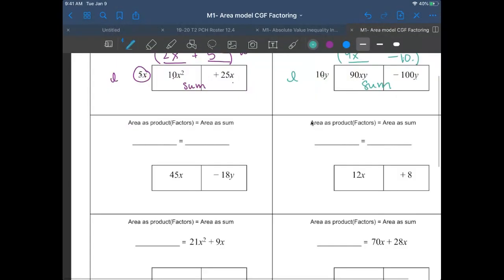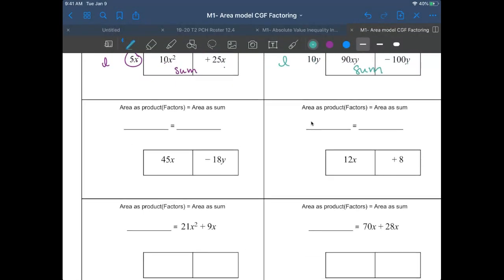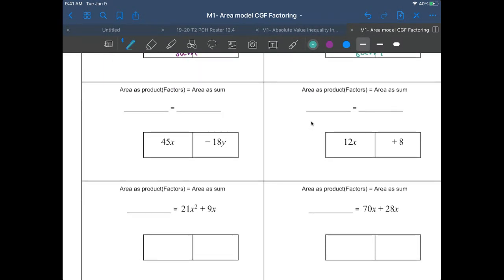All right, so we're going to do this again. This time, I'm not going to tell you what the greatest common factor is until later. Okay, so our sum is 45x minus 18y. So what is the most amount that I can divide out of 45 and 18? Okay, so we can make our cake.